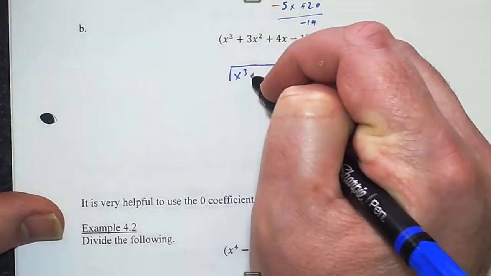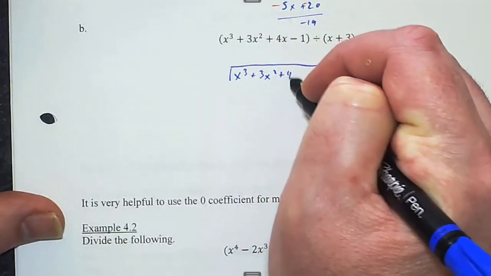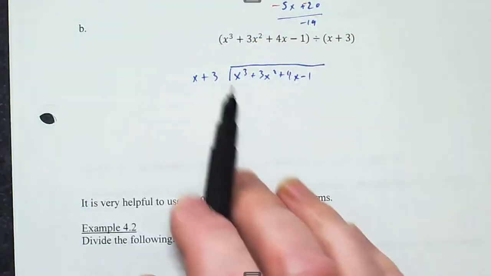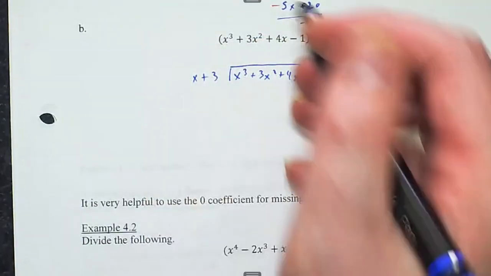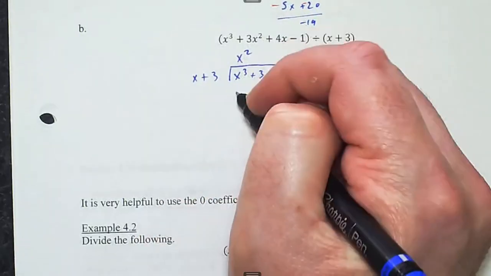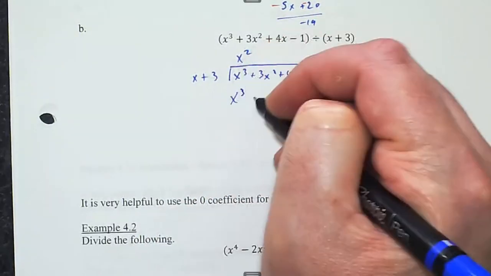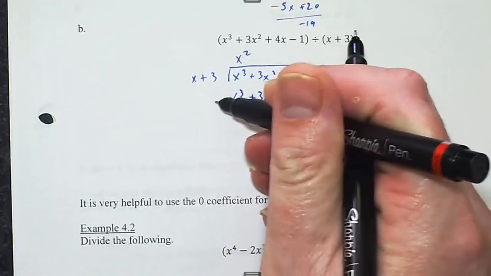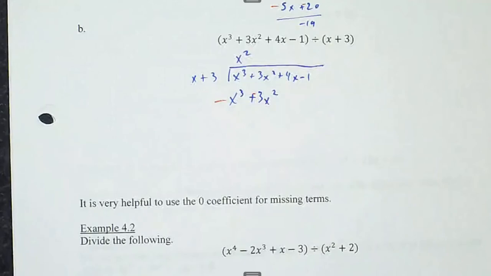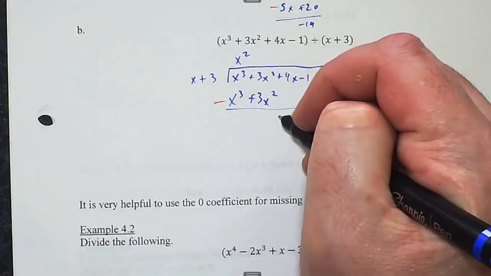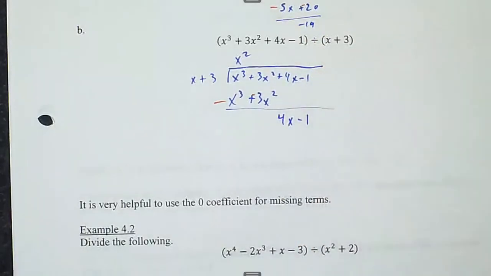We have x cubed plus 3x squared plus 4x minus 1. We're going to divide it by x plus 3. So x cubed divided by x is simply x squared. Then x squared times x gives me the x cubed. X squared times 3 gives me 3x squared. Then when I change the sign, something a little bit curious happens. We're going to lose both of those terms. That's okay. Don't let that bother you. Those both become 0. Just bring down the 4x minus 1.